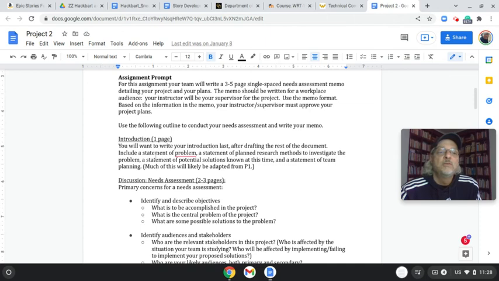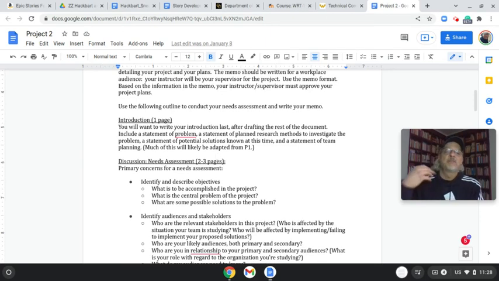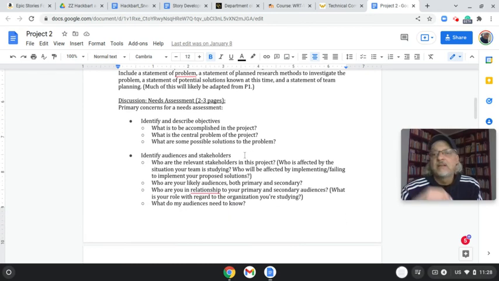So now we're going to focus a little bit more in the introductions on the problem, and now the needs assessment. And this is the meat and potatoes, if you will, the heart of it. Now we're going to get a little bit more specific than we were in the oral briefings, and say very specifically, this is what we're going to accomplish. Here's the central problem of the project. What are some possible solutions to those problems?